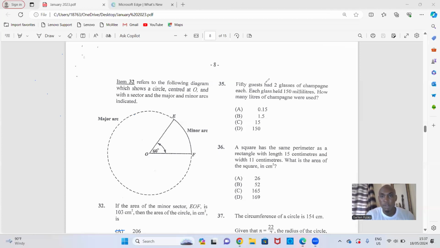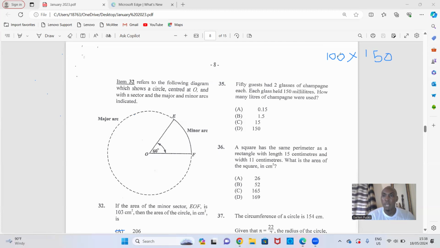All right. Now it says 50 guests had 2 glasses of champagne each. So if 50 guests have 2 glasses of champagne each, it means the total number of glasses we'll have is 100, because we all know each guest will have 2. So in all, we are going to have 100 glasses. All right. It says each glass held 150 milliliters. So you have 100 glasses and each is going to hold 150 milliliters, we can find the total number of milliliters by multiplying by 150. Yes. So let's multiply 100 by 150.